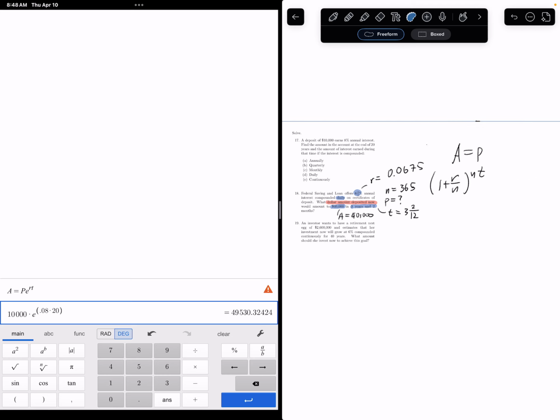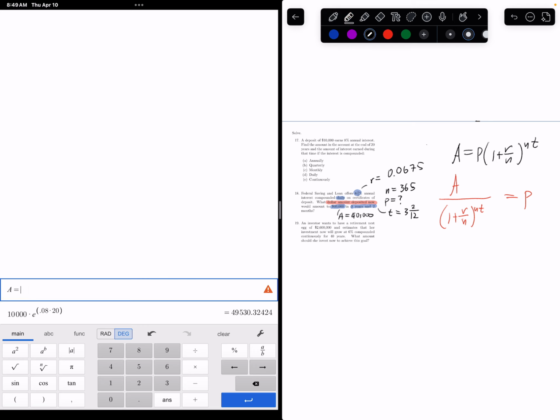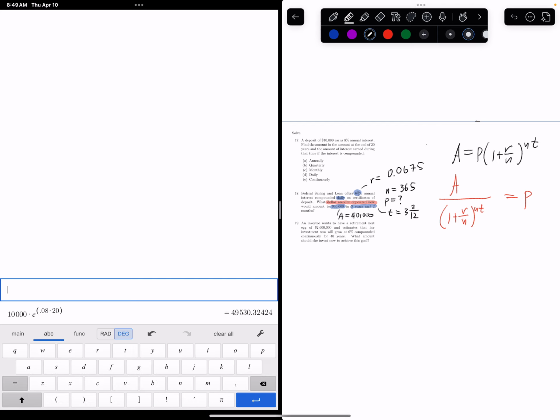Just going to divide both sides by this. You're going to end up with A over that, right? So let me show that in the normal algebra way. A over (1 plus R over N) to the NT is equal to P. Okay, so this is what we're going to use to solve for P. We plug all these values into this formula here. The easiest way to do it, to me, is to just type it into my Desmos calculator exactly as it's written.